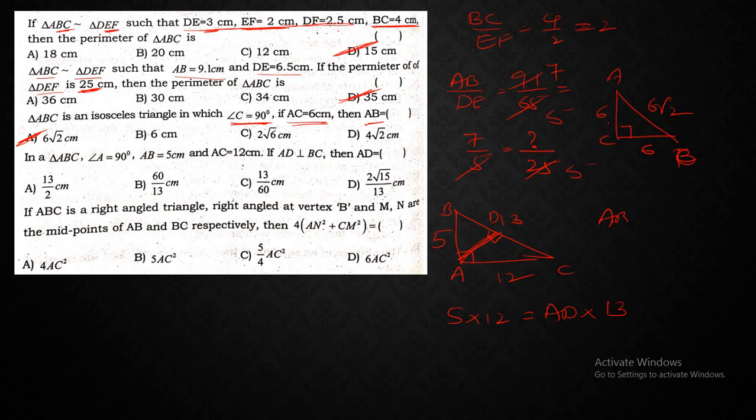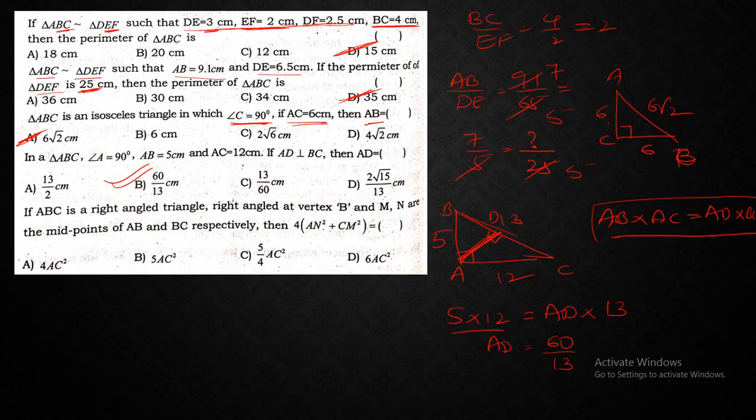AB into AC is nothing but the area of this particular triangle. If you turn it the other way, then this is the height and this is the base. So based on that, we can say AD into BC. This is the result that you need to remember, right? Using this, what is the value of AD? 12 5s are 60, so 60 divided by 13. The answer is 60 by 13.